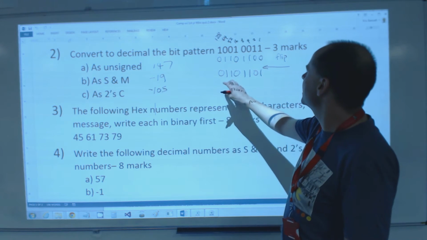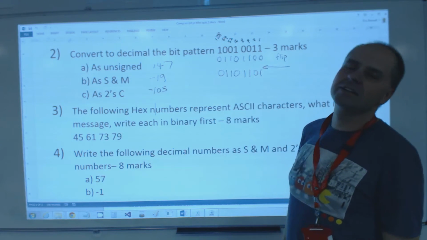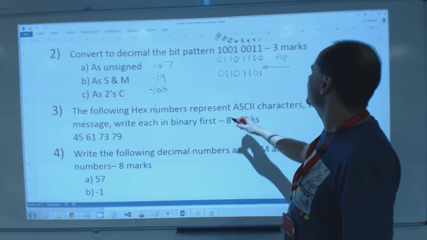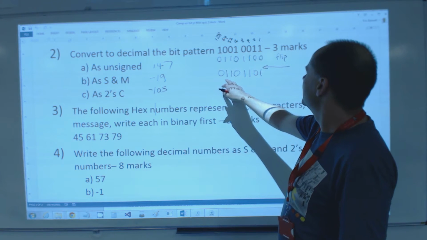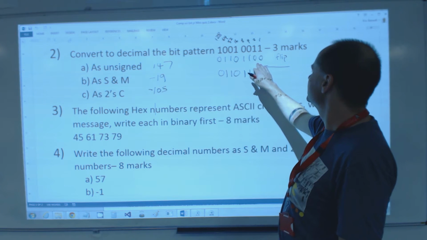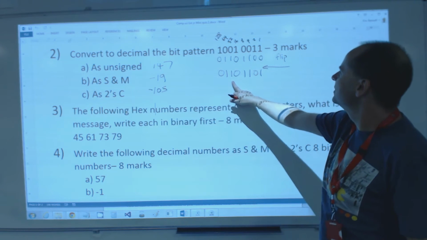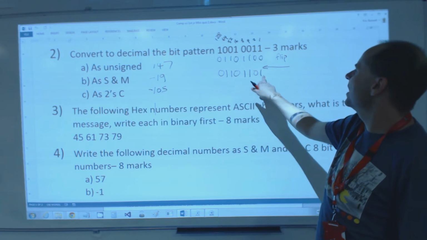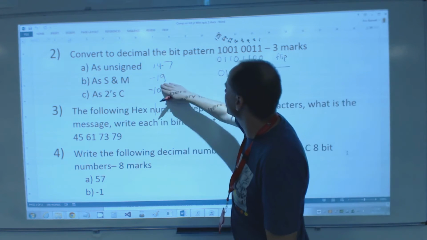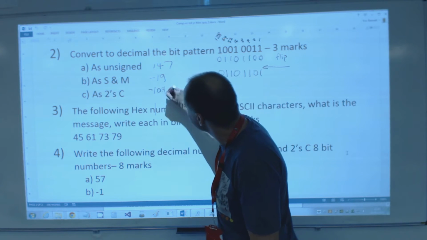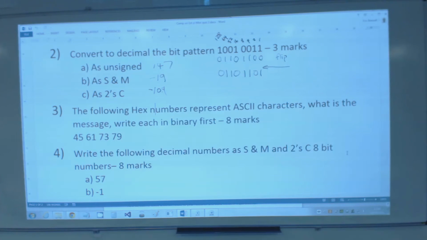Double check. You could use a calculator to check. Have I had it all wrong? 64 plus 32. I flipped it right, haven't I? 64 and 32 is 96. Plus 4 is 100. 108, 109. Oh, I've written it down wrong. I said it wrong in my head. Well, it is 109. Okay?